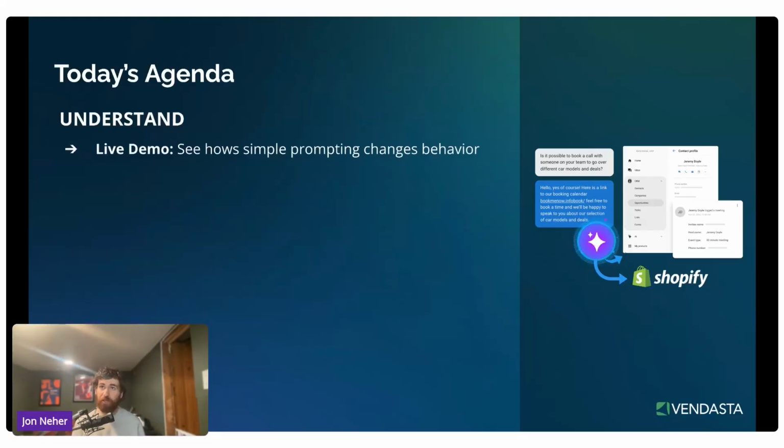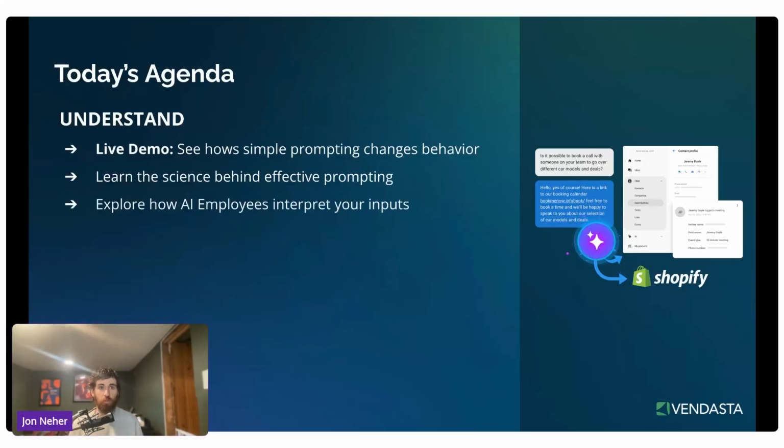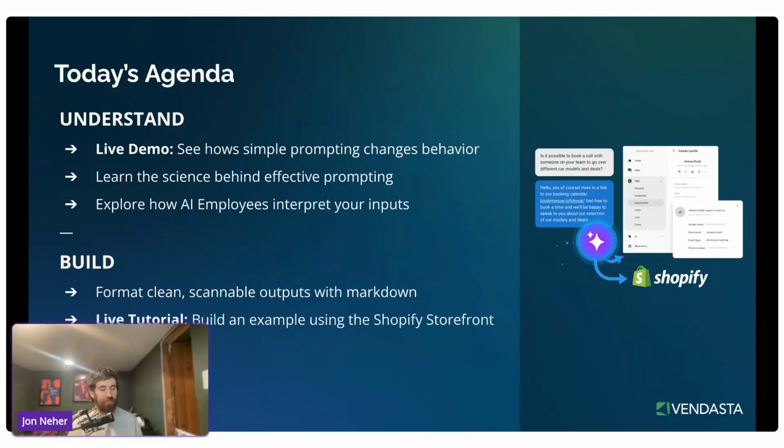In today's session, we are going to take some time to understand how simple prompting can change behavior, and I'll have a nice live demo to show that off for you. We're going to learn some of the science behind effective prompting. We're not going to go deep into data science, but we're going to spend a little time learning the mechanics of how this all works. We're going to explore how AI employees are interpreting inputs as well. And then with all of that information, we're going to take some time to build how to format clean, scannable outputs using Markdown. We're also going to have a little bit of a live tutorial where I'm going to build an example of good prompting using the Shopify storefront integration that Vendasta has.